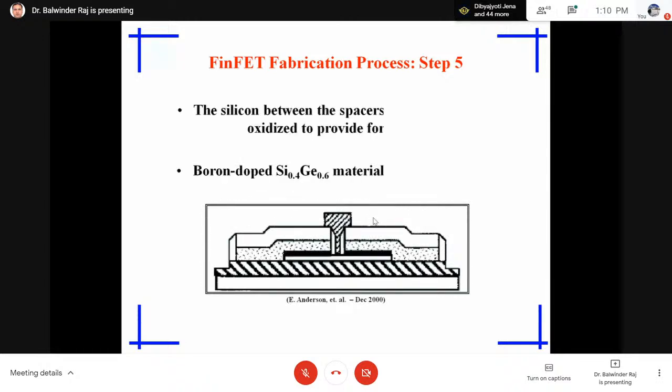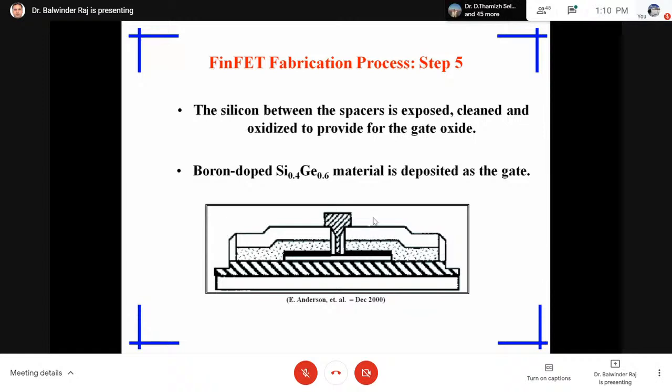So the next step is to remove, once we grow the silicon dioxide, we have to remove the unwanted material with etching, and we have to also clean the oxide to provide for the gate oxide. So for that, at the top, we have boron doping here. So boron is a trivalent type of impurity. So we can say this will be used to dope silicon and germanium material to make the p-type FinFET.